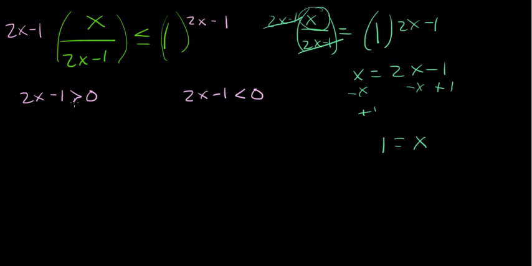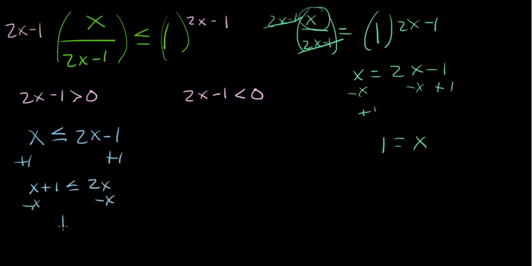Let's see it's greater than 0. So I multiply by 2x minus 1, and I have x, just like over here. I have x is less than or equal to 2x minus 1. So I add 1 to both sides. I did it kind of quick over here, so it might have confused you, but add 1 to both sides. You have x plus 1 less than or equal to 2x. Then subtract x, and 1 is less than or equal to x, or as I like to put it, x is greater than or equal to 1.